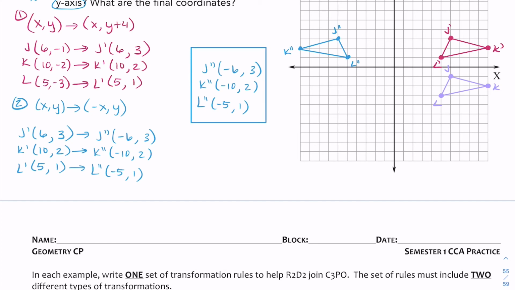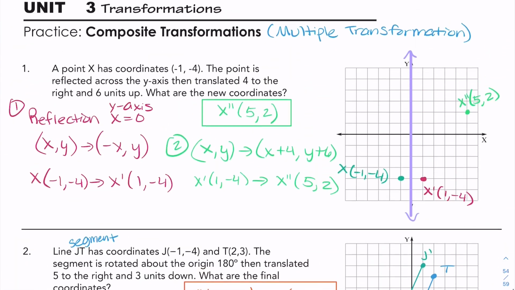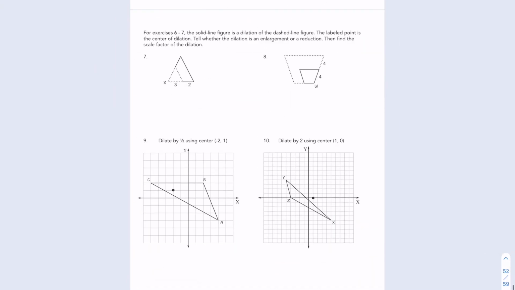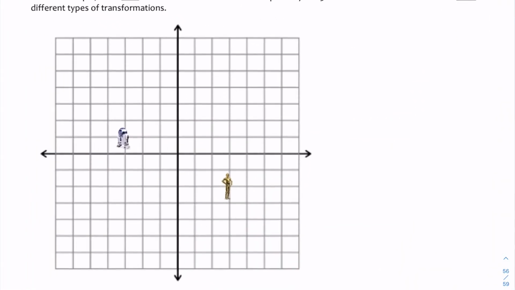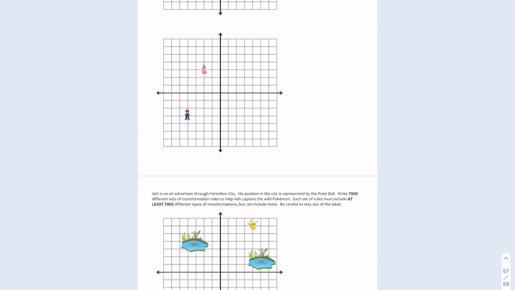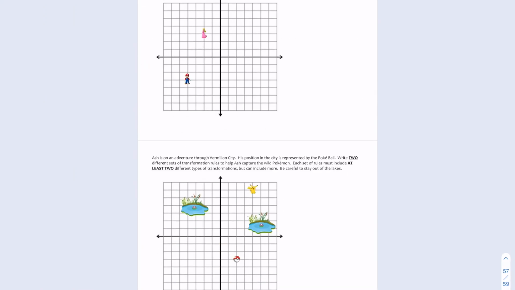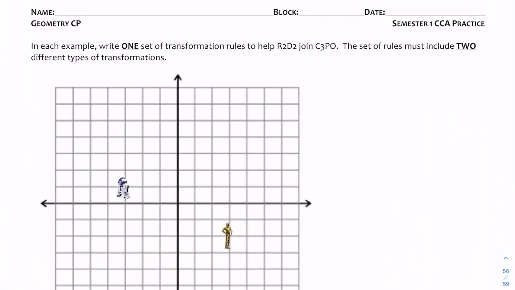So we did 1, 2, 3, 4. We did all the problems for this. So those are composites, right? And so now what you need to do, the only thing left for this unit is the semester 2 practice CCA. And when you're done with that, the only other thing is the CCA.